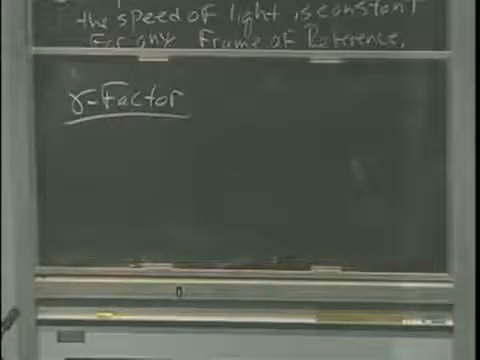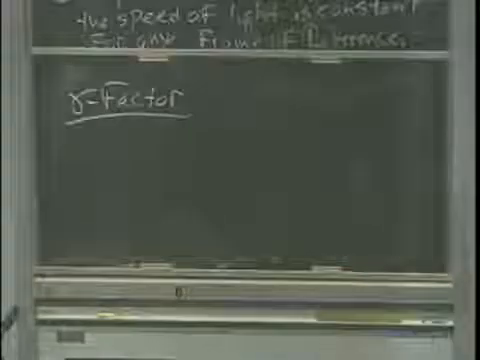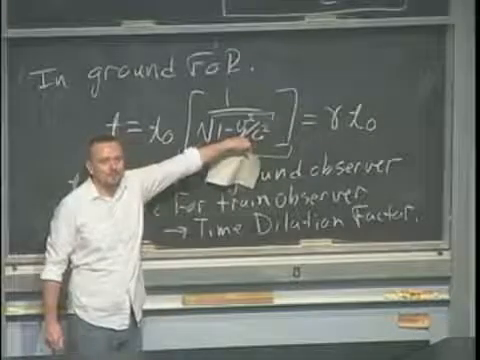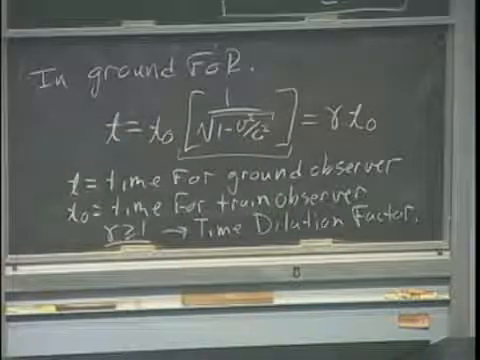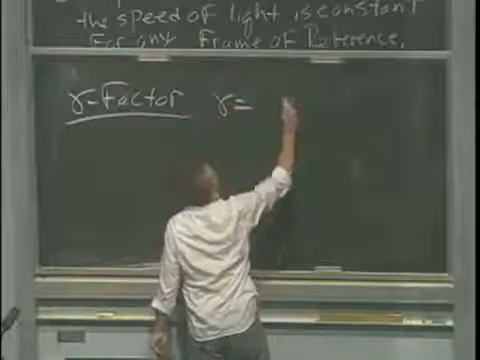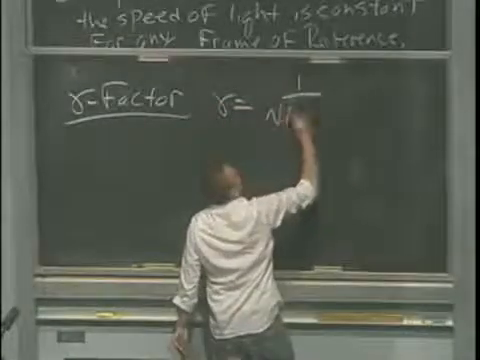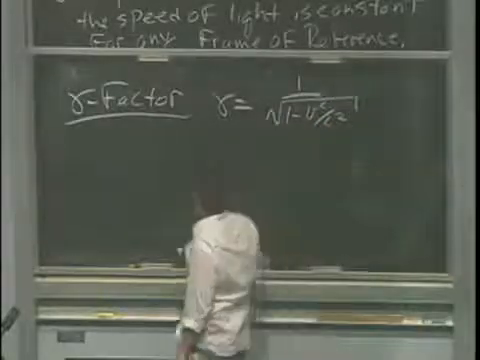Okay, so gamma, you see this little equation over here: 1 over the square root of 1 minus the speed of the frame of reference you're looking at divided by the speed of light squared. Okay, so let's just look at the implications of this.